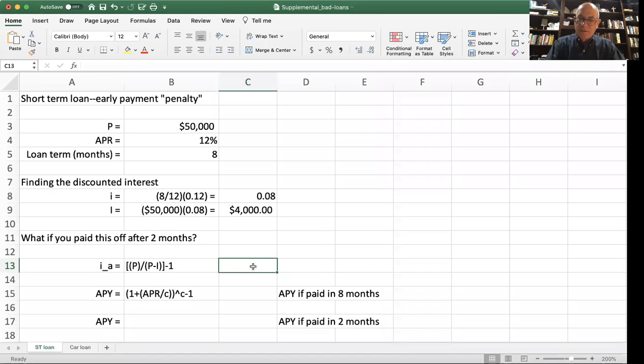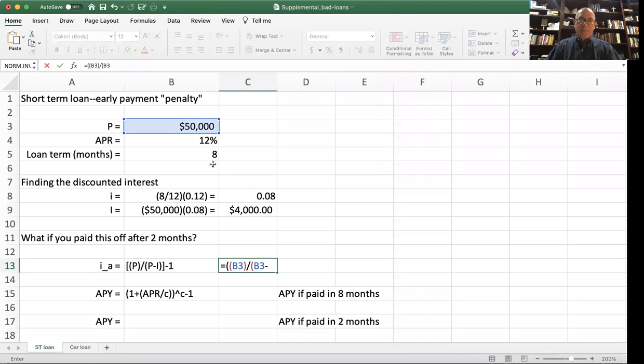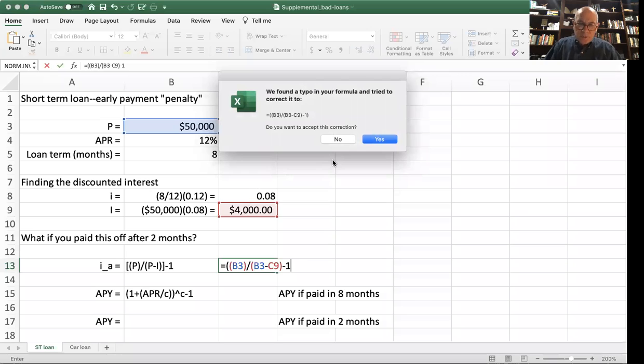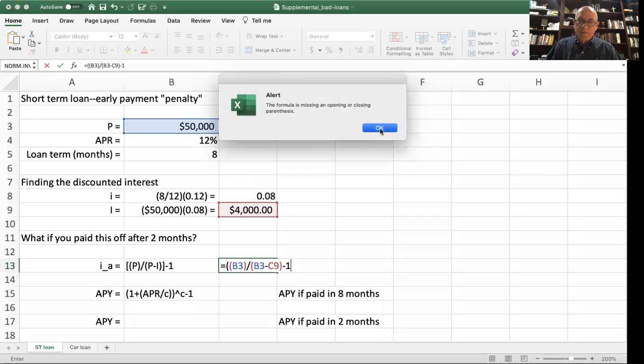And so here we go. That's pretty easy, I think. And we'll say it's P divided by P minus I, P minus capital I. So it's $50,000 divided by the 46,000, right? That's really how much we're borrowing, essentially 46,000. And then we'll subtract 1 from that. Oops, I left off a, okay.